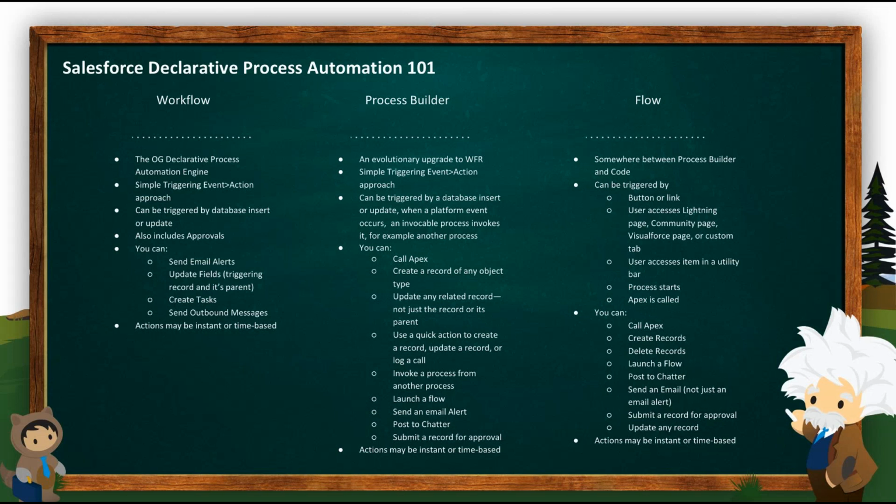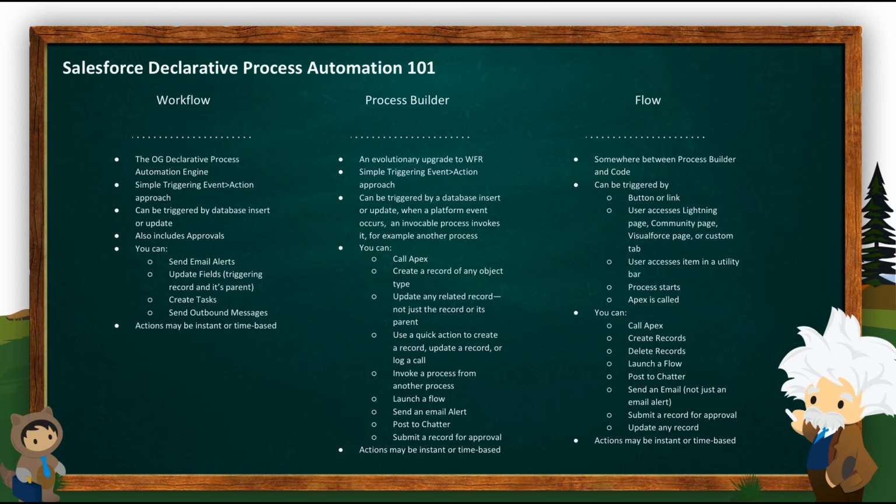You can also have what's called invocable processes, such as another process. So a process can kick off, you have your criteria, it evaluates to true, and then another process is out there, and it has actions associated to it, and that process will kick off and those actions will take place. So what can you do with it? Well, you can do everything you can do over here with workflow, and then we've got some bolt-ons.